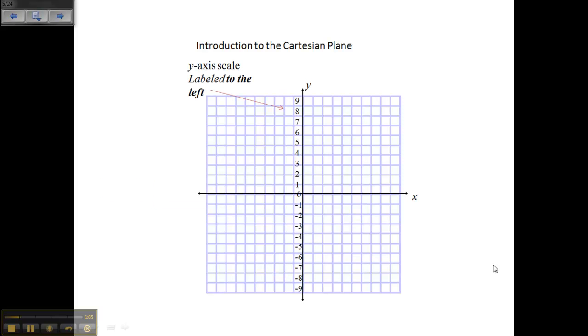Similarly, on the y-axis, where it meets the x-axis, it has a value of 0, and above the x-axis, it is rising by values of 1, whereas below the x-axis, it is decreasing by values of 1. This point, where the x and the y-axis meet, is what we call the origin. It has the coordinates (0, 0), and it is where the y value is equal to 0 as well as the x value.